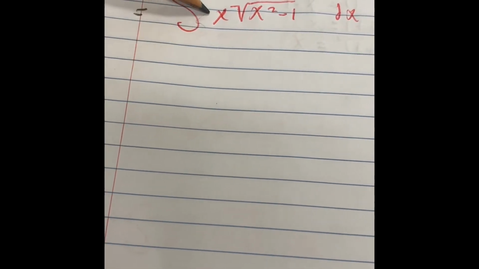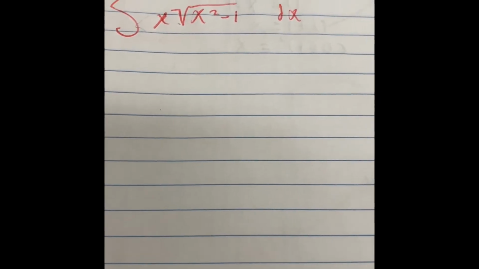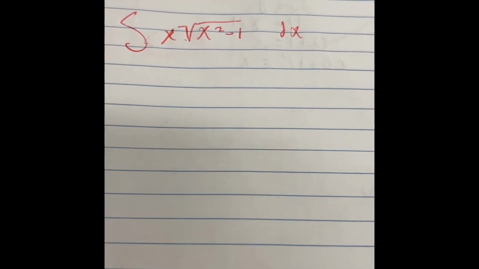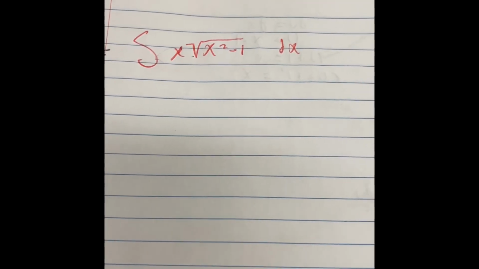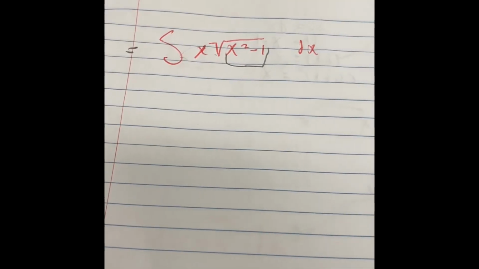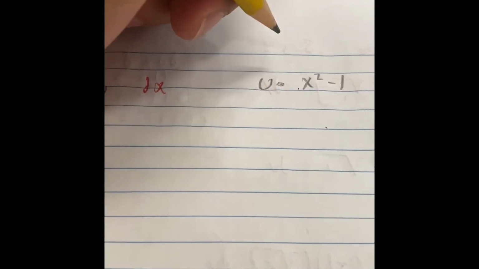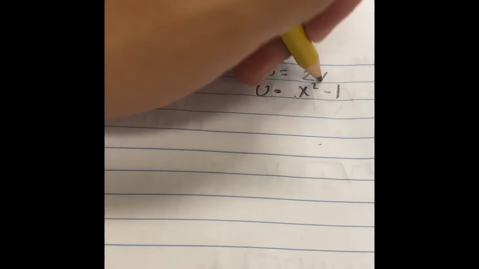So now they're asking us to integrate x times the square root of x squared minus 1 dx. So as mentioned before, our u value is going to be the function which is inside another function. In this case, it's the x squared minus 1 because it's inside the square root. So that's going to be our u. So u is going to be equal to x squared minus 1. And our du is going to equal 2x.